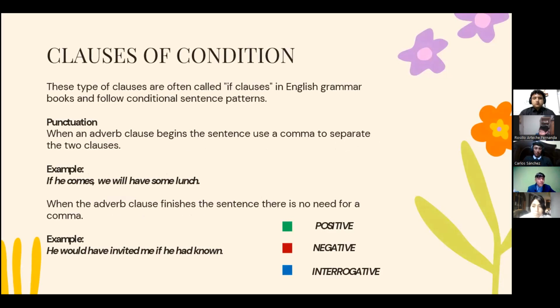Now, clauses of condition. This type of clause is often called if clauses in English grammar books and follows conditional sentence patterns. Punctuation. When an adverb clause begins a sentence, use a comma to separate the two clauses. For example, if he comes, we will have some lunch. When the adverb clause finishes the sentence, there is no need for a comma. For example, he would have invited me if he had known.